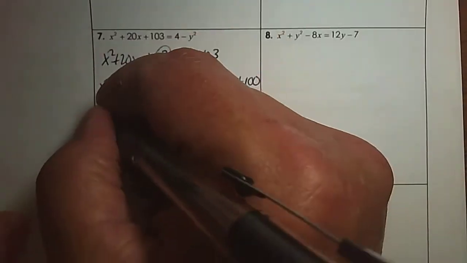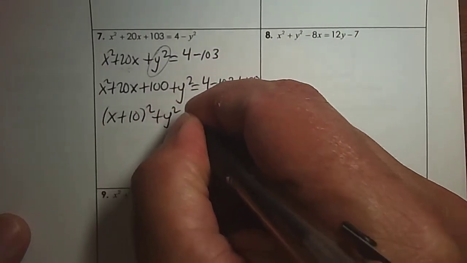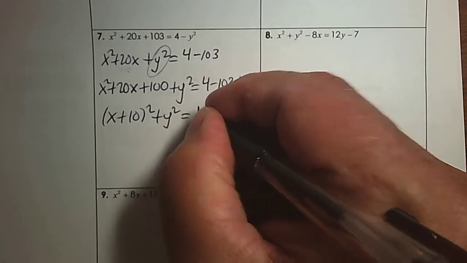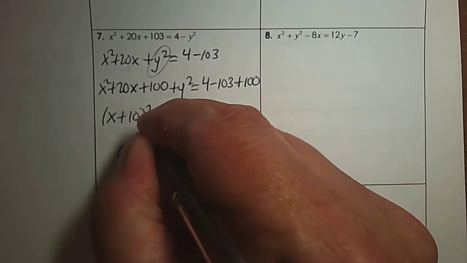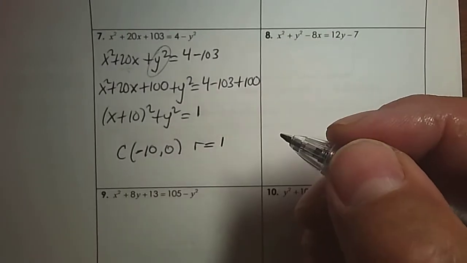Now, complete the square for x. That's 10 and 10. The y squared leave alone. And then combine this together. So that's 104, take away 103, that's 1. So where's the center of the circle? It's at negative 10 and 0. And then the radius is the square root of 1, which is 1.